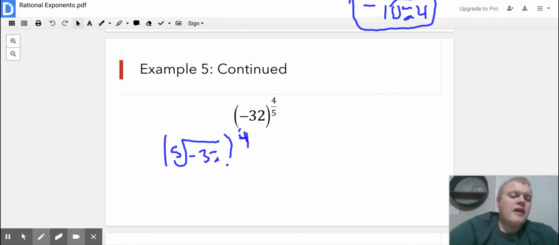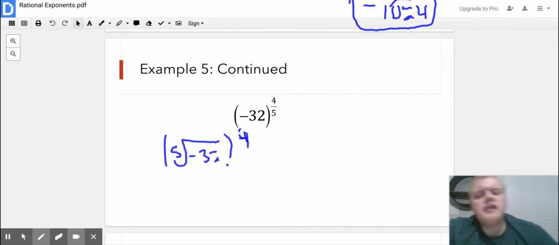Now, you have to be careful here. So with negative radicals, you have to make sure that your radical is an odd radical. And what I mean by that is, is it a third? Is it a fifth? Is it a cube root, fifth root, seventh root, ninth root? All those odd roots can have negative radicands. Okay. Luckily for us, we have an odd root. That's a fifth root there.